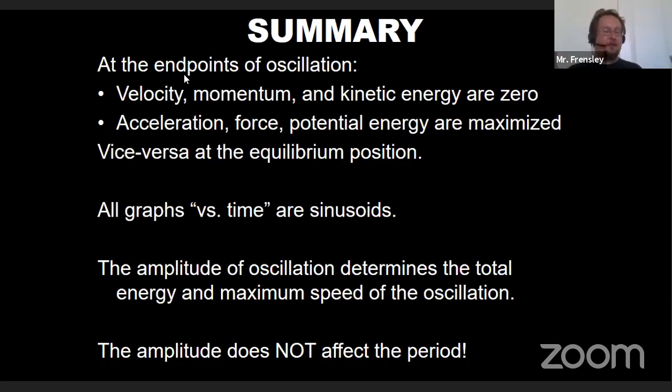Any graph of simple harmonic motion that has time on the horizontal is going to be some kind of sine graph. The amplitude is what determines the total energy and the maximum speed. Amplitude does not ever affect the period of the motion, though. Some other properties of the system affect the period of the oscillation. In the case of spring and mass, it's the spring and the mass, the K and the M, that determine the period.